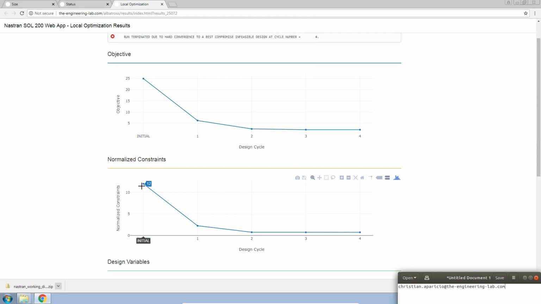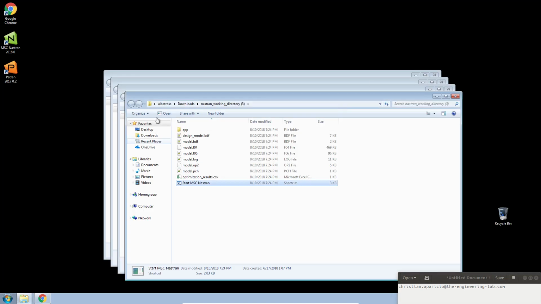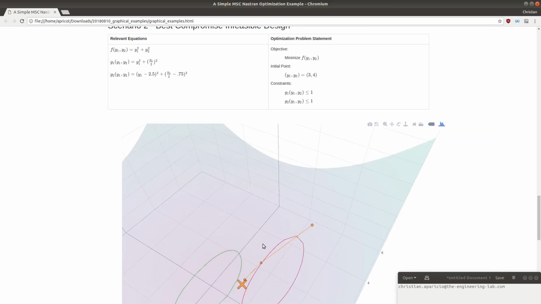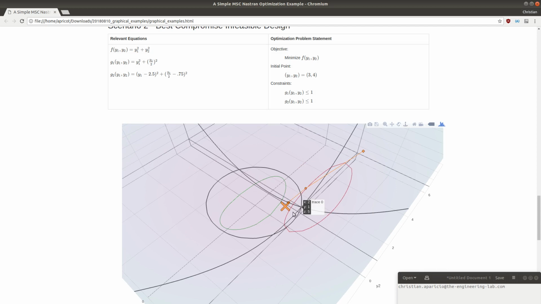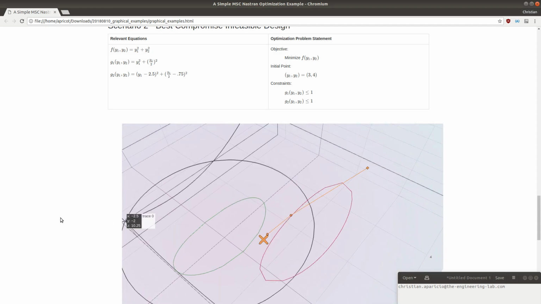It then tries to find a solution that satisfies the inequalities. And here you can see that ultimately it can never hit a normalized constraint value of 0. If you have a normalized constraint value that's negative, that means you're satisfying your constraints. But here the best it can do is obtain positive normalized constraints. Positive normalized constraints means you're violating one of your constraints. The optimizer eventually finds out that it cannot do any better. It must have hit a best compromise infeasible design.